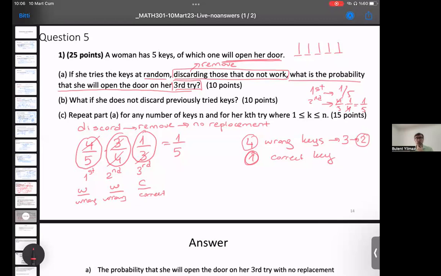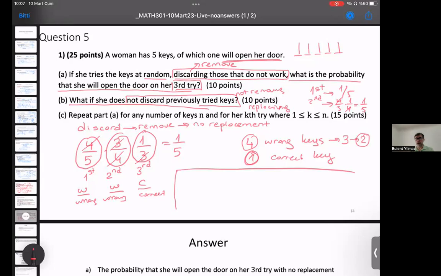So now let's focus on the second part. Now we are not discarding previously tried keys. Not removing, or we call it replacing. Okay, replace. Yani yerine koymak, replacing. We are trying the key and putting it back, which is not logical, but that's the question. We are not discarding the previously tried keys. What is the answer? Please write to chat.